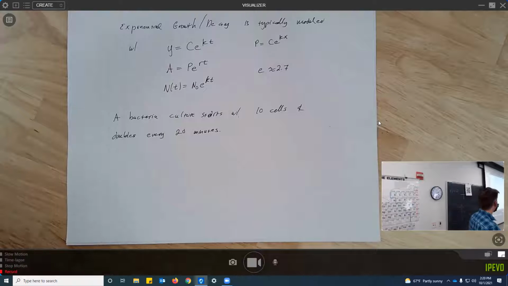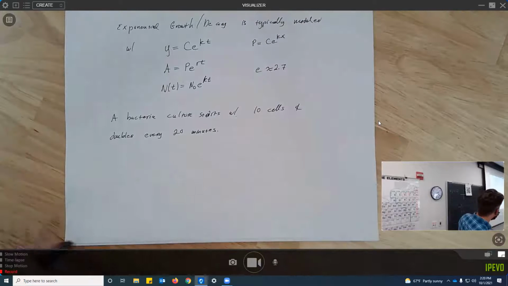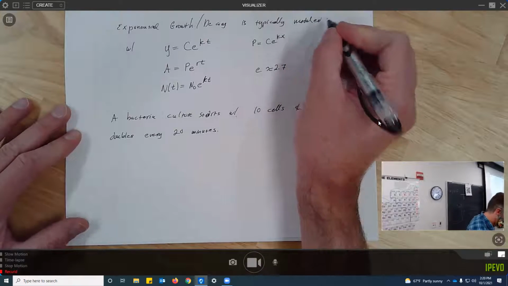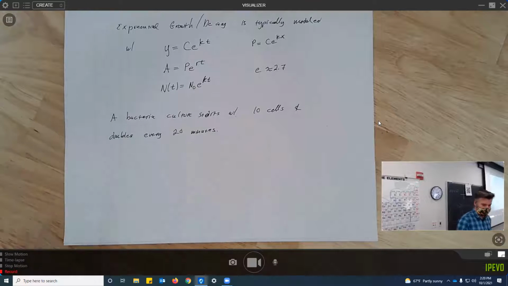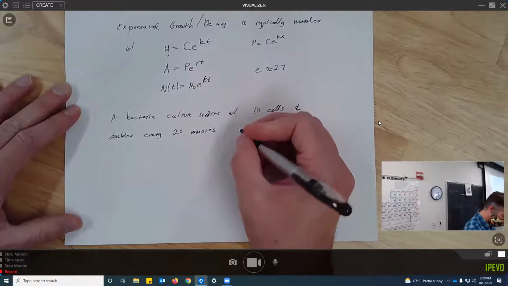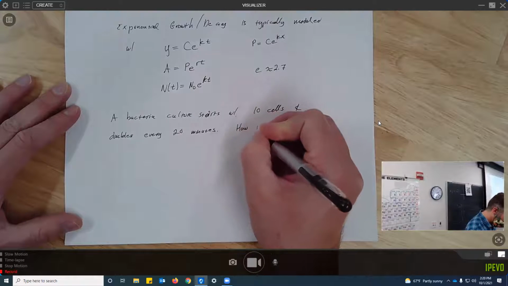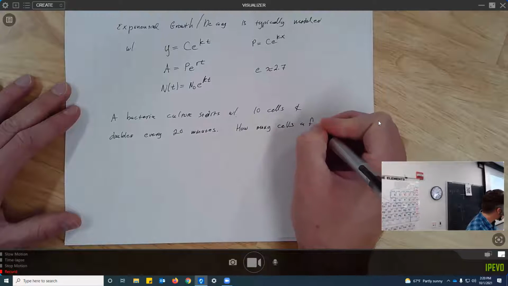What does it say after typically? Modeled by or modeled with. I don't fault you for not being able to read what I've written there because it's not the best written. That says modeled with one of these. So in this case, we're first going to ask how many cells will there be after 3 hours?